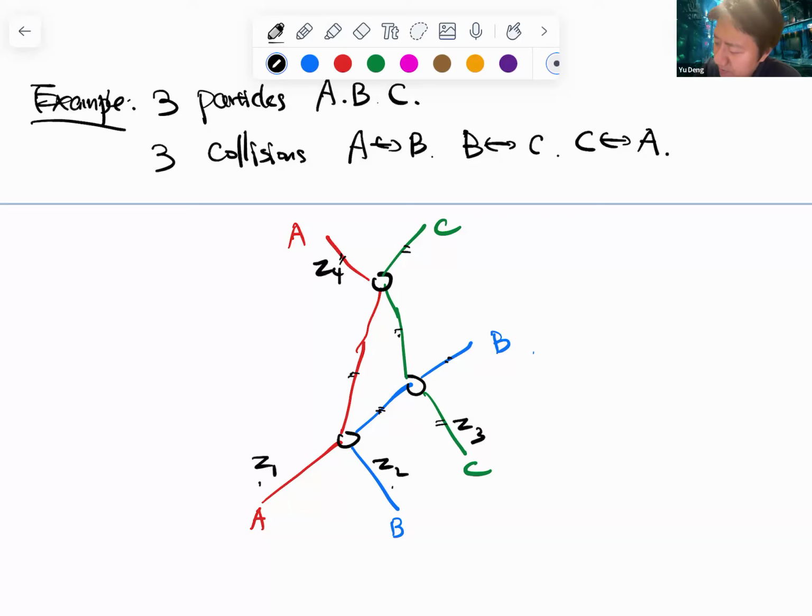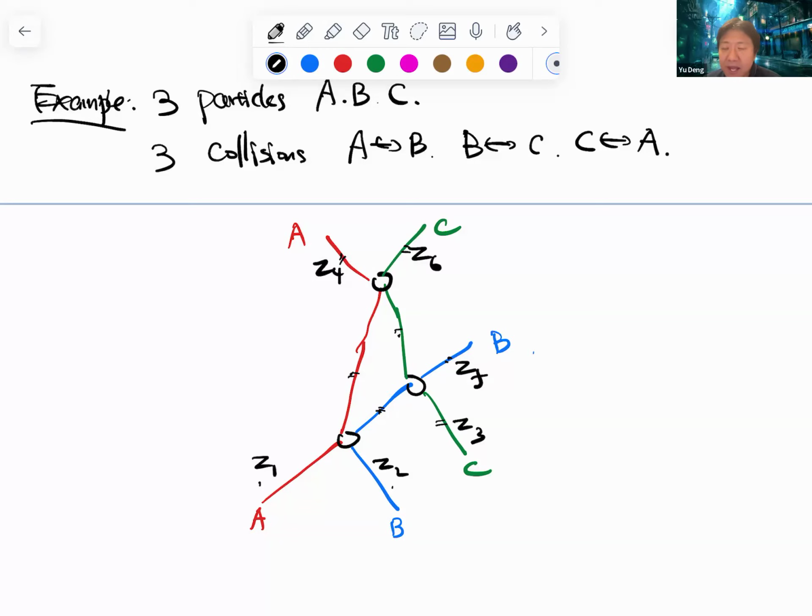Another choice is you can choose, for example, the final velocities of A, B, C, which are Z4, Z5, Z6. And again, if you know Z4, Z5, Z6, then you can backtrack and calculate all the previous velocities. And Z4, Z5, Z6 are again free variables.